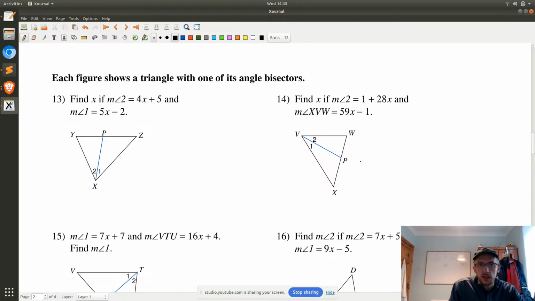Each figure shows a triangle with one of its angle bisectors. Find x if the measure of angle 2 is 4x plus 5 and the measure of angle 1 is 5x take 2. Okay, if it's an angle bisector, then these two angles are equal. So 4x plus 5 is equal to 5x take 2. So take 4x from both sides. So we get x take 2 equals 5. So add 2. So x equals 7.